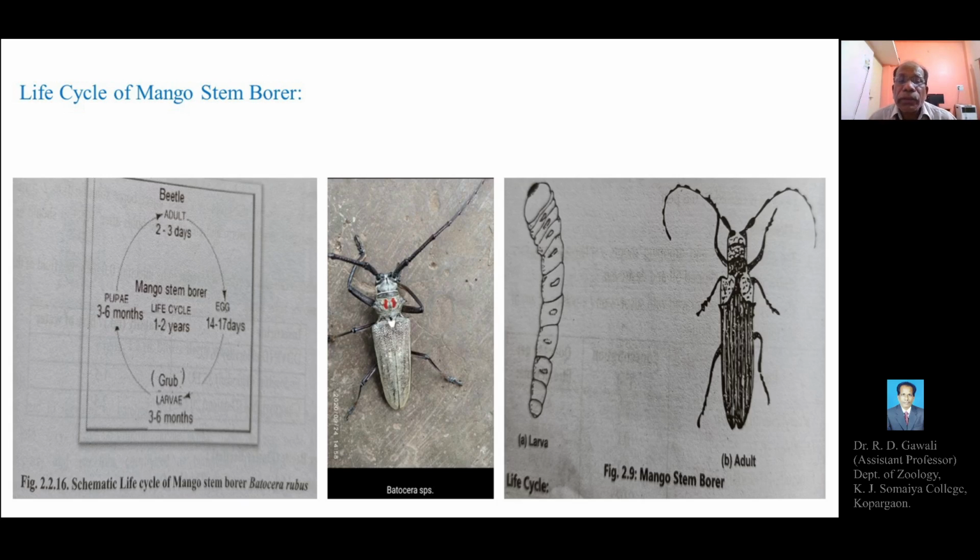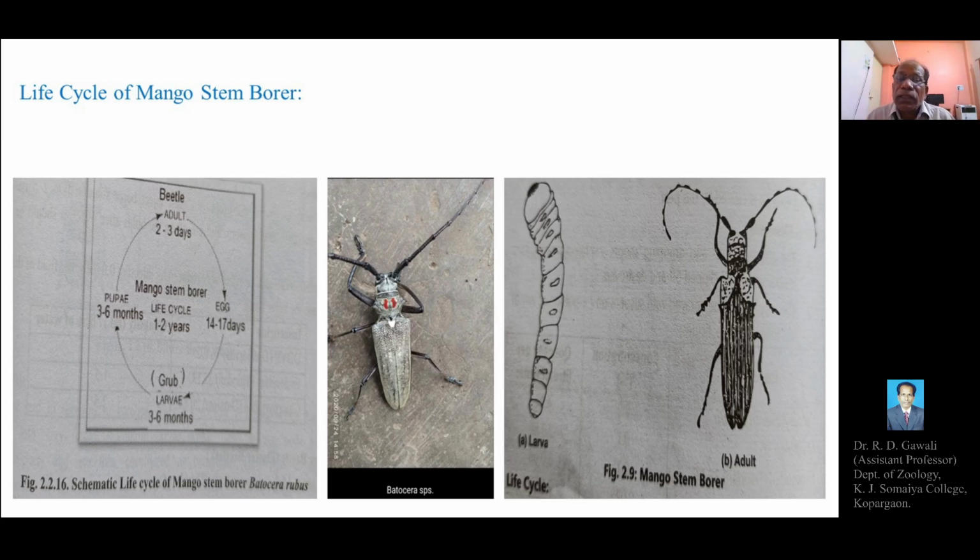In the third figure, we can see the larva, which is much thicker and broader at one end, and narrows towards the posterior end, representing about 20 body segments. Anteriorly the head is dark brown or black in color, with strong mandibles at the anterior end of the larva or grub.